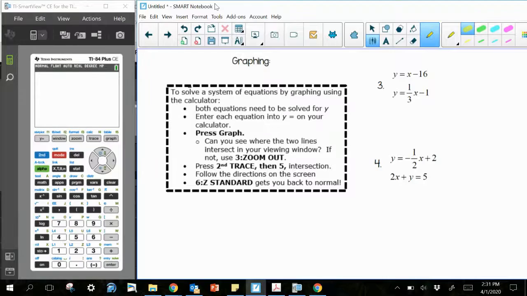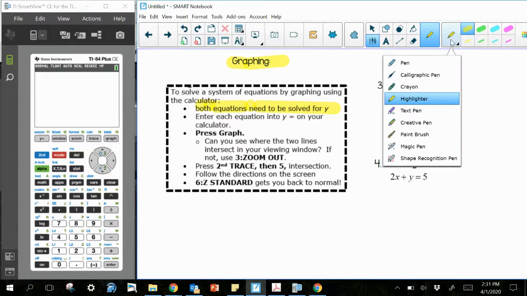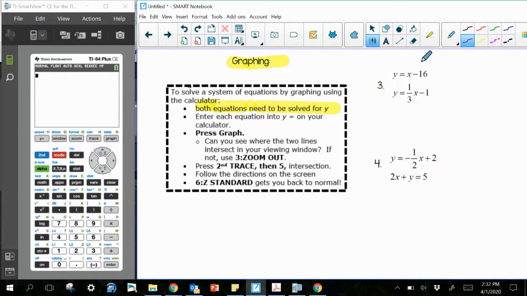Hello everyone, this video is going to show us how to solve systems by graphing. So here are the steps to solve by graphing, and it says both equations need to be solved for y first. So in number 3, it says y equals, y equals. So both of these are ready to go into my y equals on my calculator.